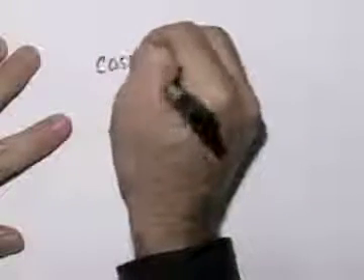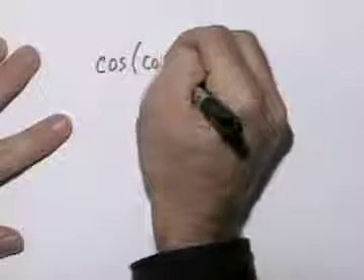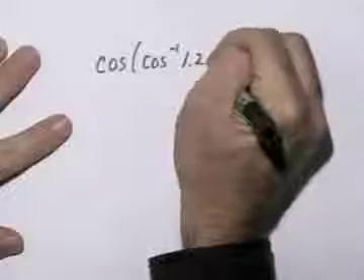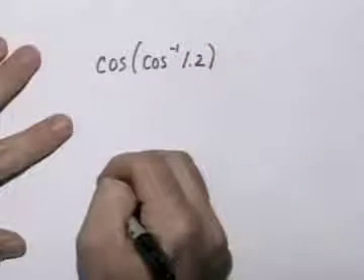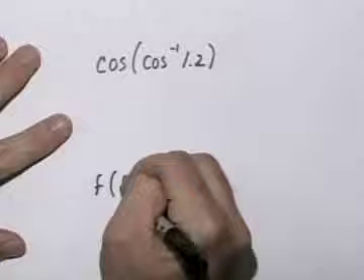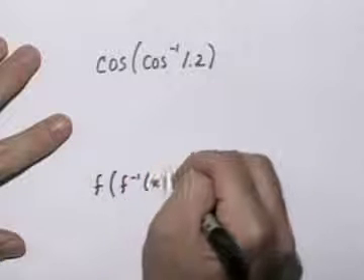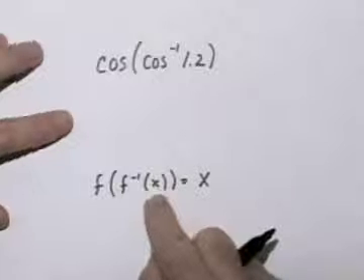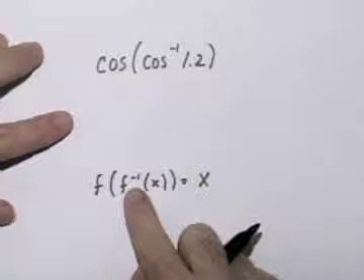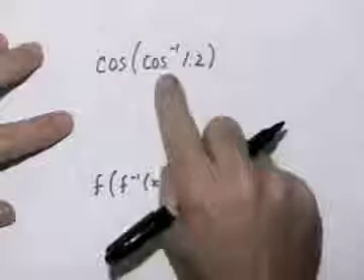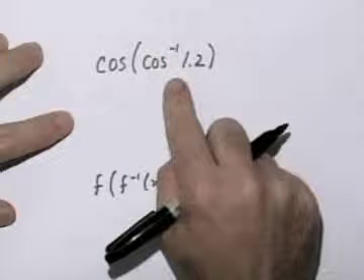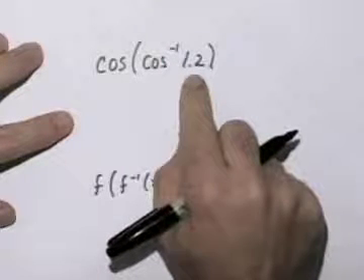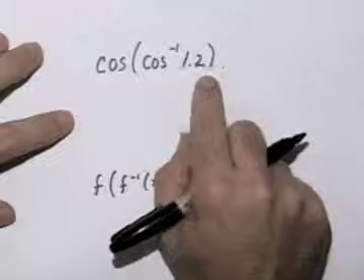Next, what we want to do is figure out the cosine of the inverse cosine of 1.2. Again, we use the idea that f of f inverse of x is going to equal x for all x in the domain of f inverse. What is the domain of the inverse cosine function? It is all real numbers between -1 and 1.